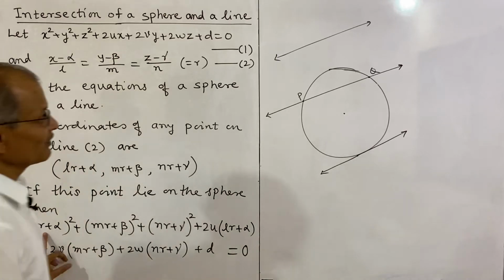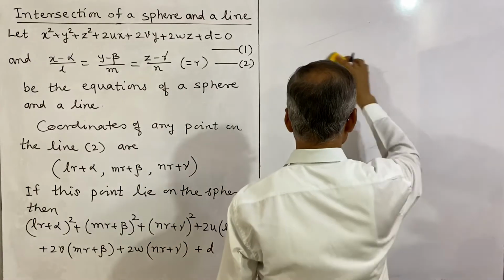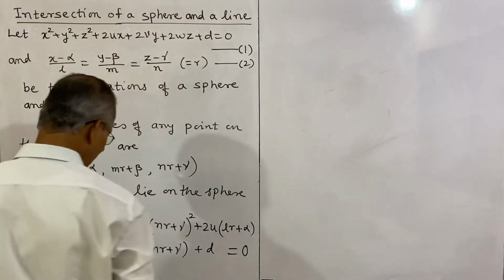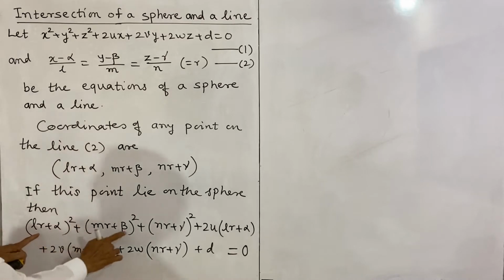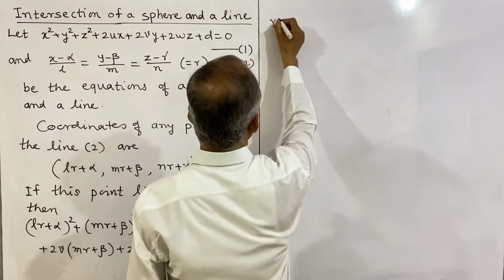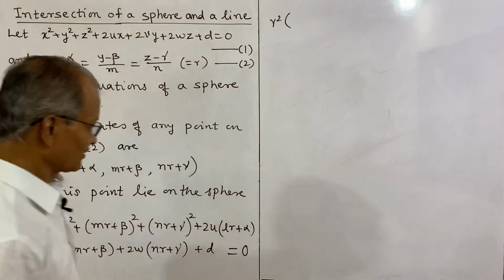To simplify this, we have to express this as a quadratic in r, and for that purpose we shall simplify it. I can write first the terms of r square. If you expand this square, it will be l square r square plus 2 l r alpha plus alpha square, and each term will be of that type. These are the square terms, 3 terms, and therefore the r square term will appear in these 3 terms, and thus if you take r square common, then what remains in the bracket is l square plus m square plus n square.